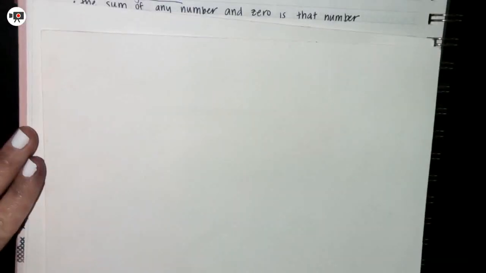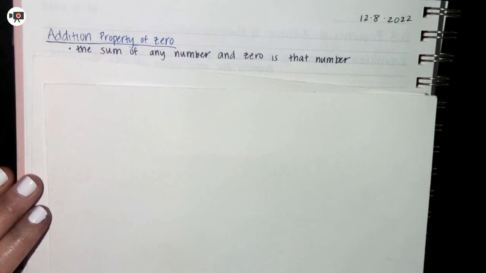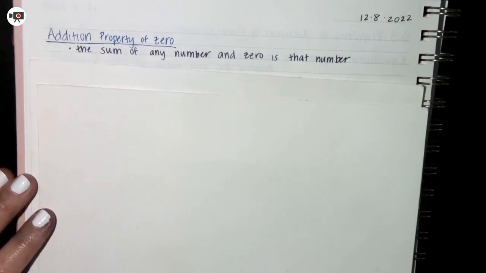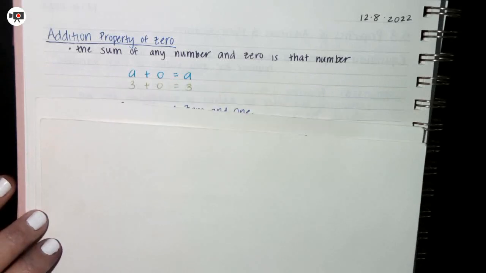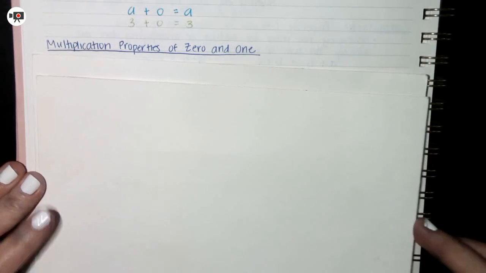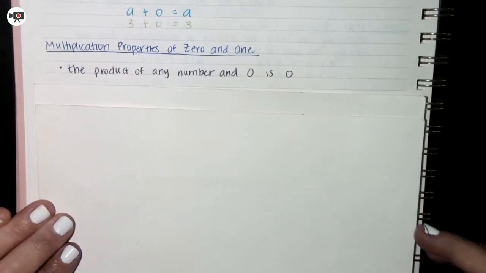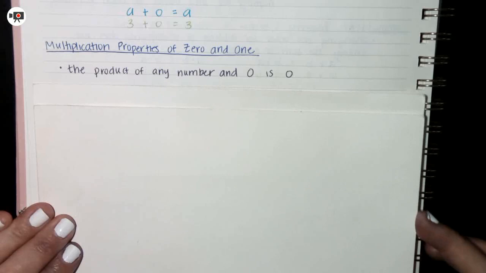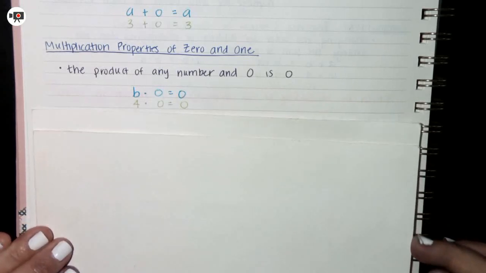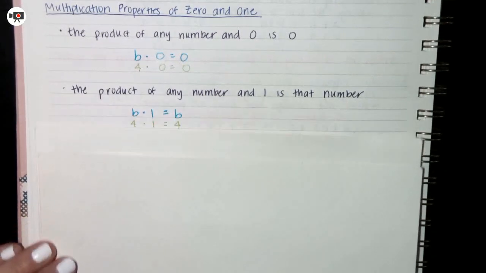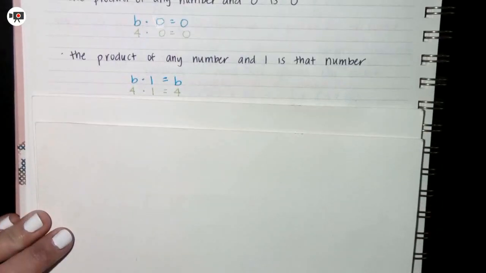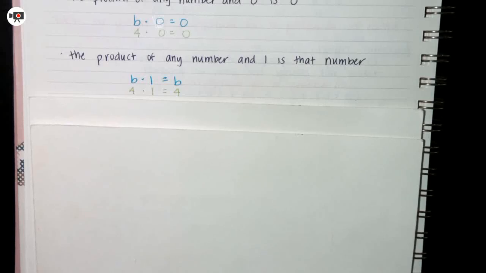We have the addition property of 0, and that says the sum of any number and 0 is that number. 3 plus 0 is 3. So I have that here. Then we have multiplication properties of 0 and 1. We know that the product of any number and 0 is 0. So 4 times 0 is 0. The product of any number and 1 is that number. 4 times 1 is 4. These are things that we already know. We're just putting a name to it.